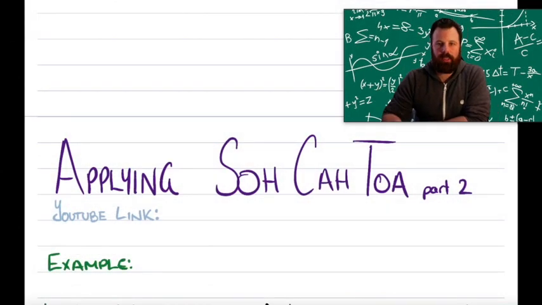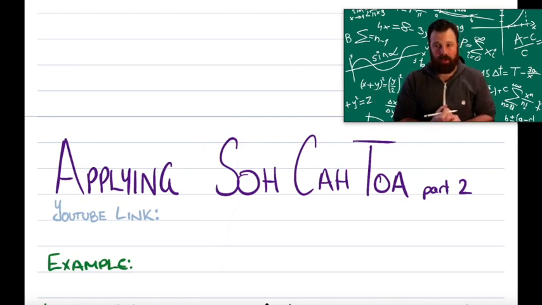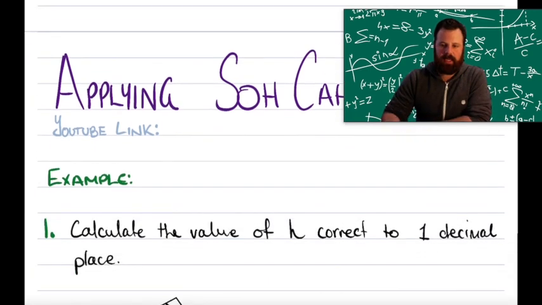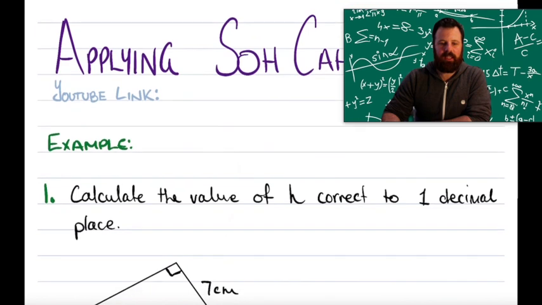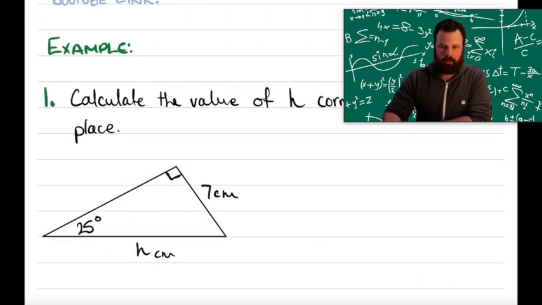Today, what we're going to look at is the next part of applying the SOH CAH TOA, and that is what happens if the thing that we don't know is sitting in the denominator of our fraction. So we're going to look at examples of how to do that. And again, at the end of those examples, we'll summarize our steps, making sure we copy these examples and those steps into our workbook. So example 1 here says calculate the value of h correct to 1 decimal place.